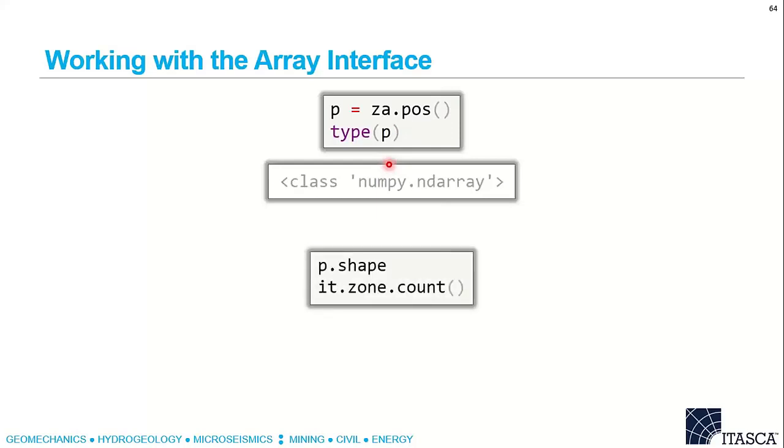Now, based off of that, we could then start to do powerful things based off of the NumPy array functionalities. So for example, we can get the shape of our NumPy array and verify that it contains the same number of elements within itself as the number of zones within our model. So the NumPy array is a 1000 by 3 matrix, since there's 1000 zones and each has 3 positional elements.